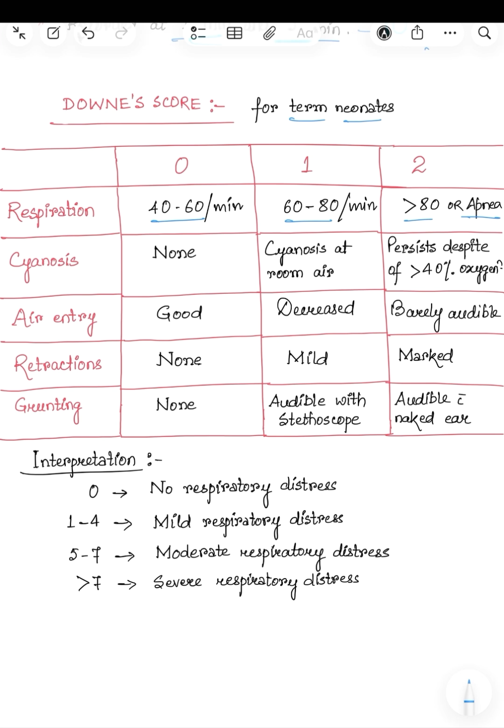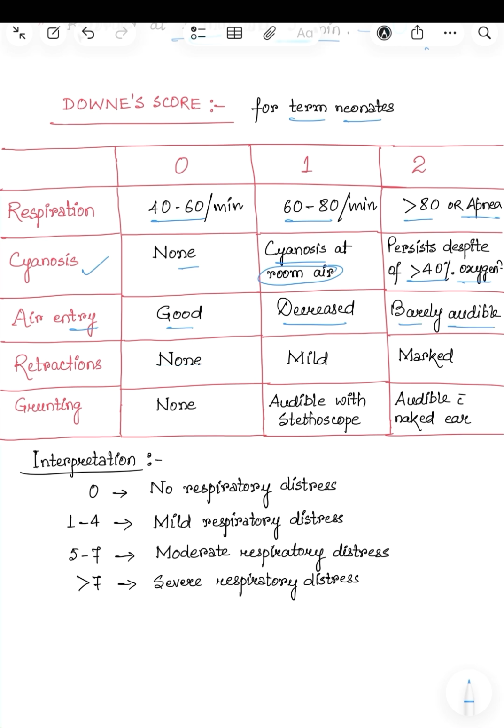Then coming to our next parameter, cyanosis. If cyanosis is absent, the score will be 0. If cyanosis is present at room air, then the score will be 1. And if the cyanosis persists despite more than 40% oxygenation, then the score will be 2. Then our next parameter is air entry. If air entry is good, the score is 0. If the air entry is decreased, the score will be 1. And if the air entry is barely audible, the score will be 2.